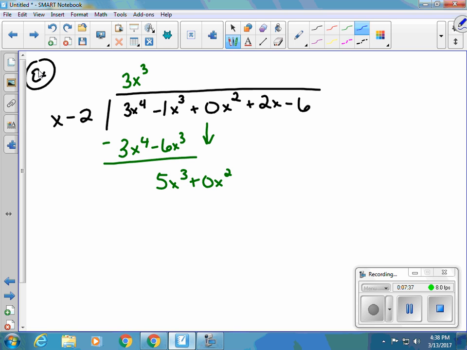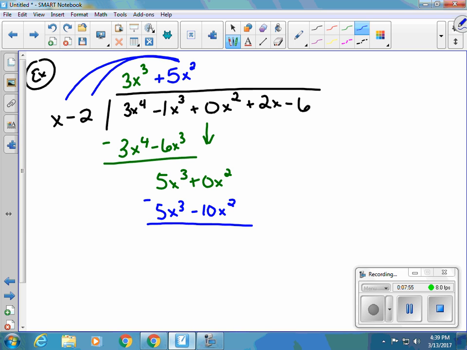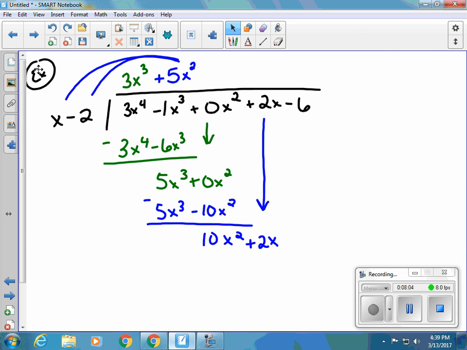So now I'm trying to get that 5x cubed. So I know it's going to be a plus 5x squared. I need to distribute that to both terms. So I have 5x cubed minus 10x squared, which now leaves me with a positive 10x squared, and I drop down that 2x. Okay, I'm going to erase my distribution marks here.